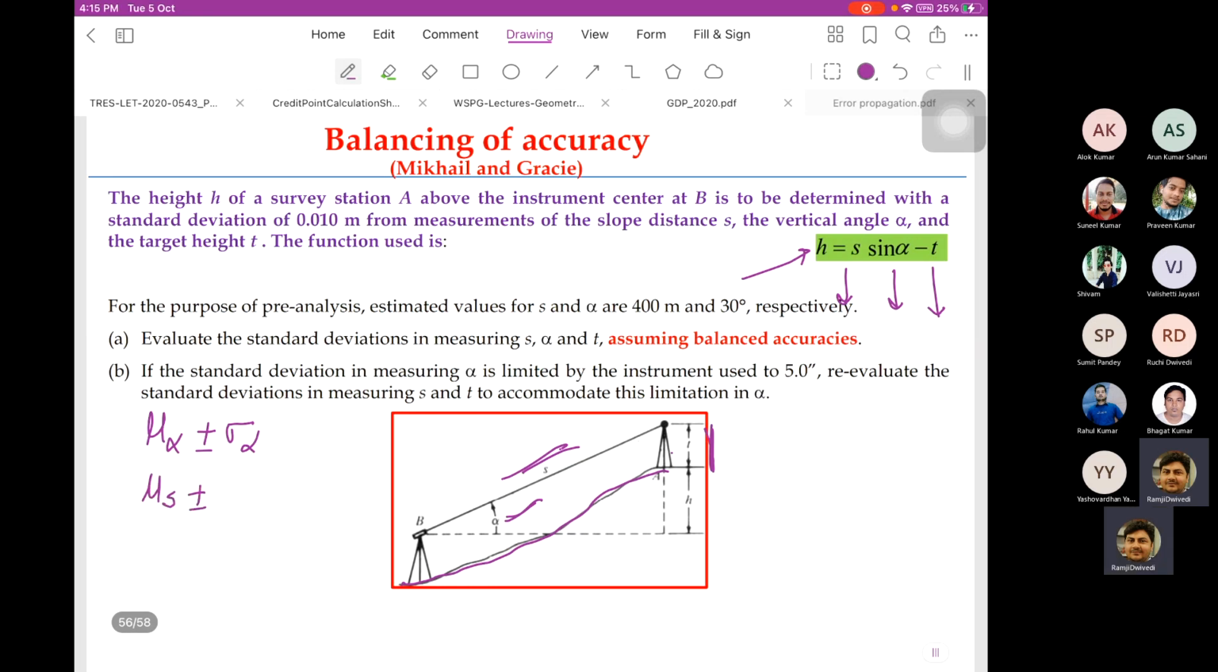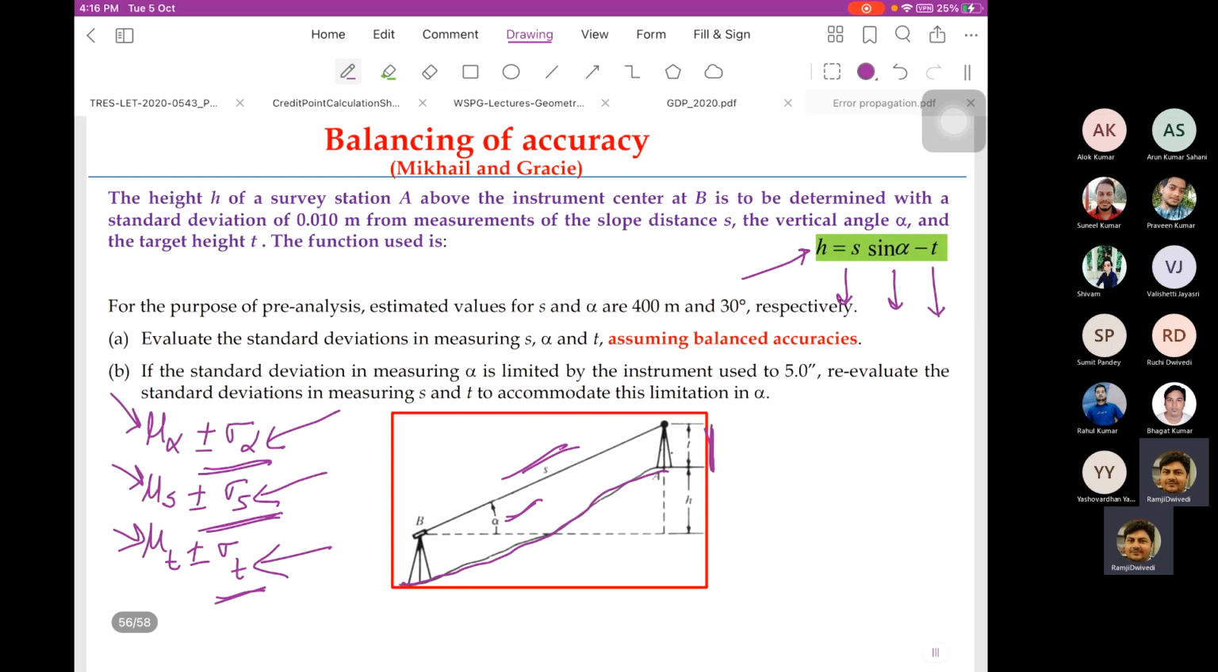You are not focused on those means, isn't it? You are not focused on these means because the value would come as anything. What we are more interested in is what would be the error in these measurements. Not only a single observation: when you take multiple observations, when you have redundancy in the data set, what would be the error in sigma alpha, in angular measurement, what would be the error in the distance measurement, and what would be the error in T, which we call the target height measurement.